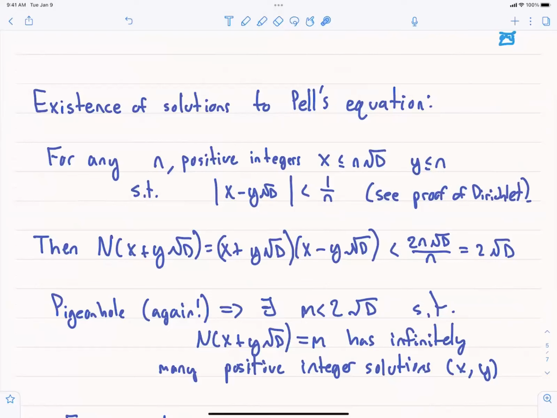But then I can apply the pigeonhole principle. There are only finitely many positive integers less than 2 square root of d, whereas here I have infinitely many of these that give me a norm in that range. So if I use the infinite variant, one of those pigeonholes must have infinitely many pigeons. Concretely, that means I can find some m less than 2 times the square root of d such that the equation norm of x plus y square root of d equals m has infinitely many positive integer solutions x and y. So this is from the pigeonhole principle.